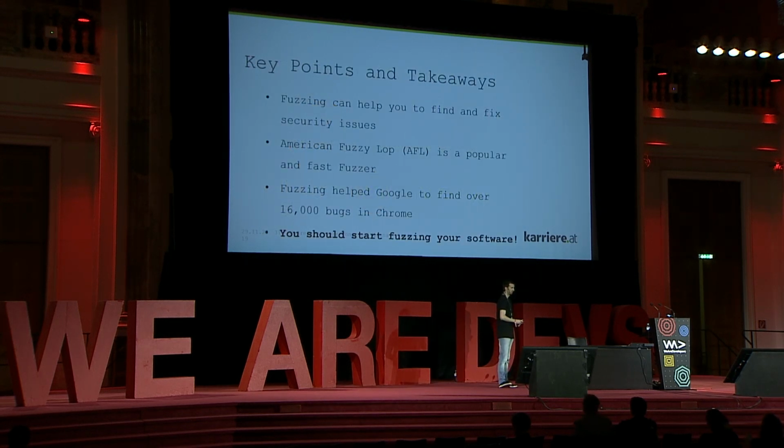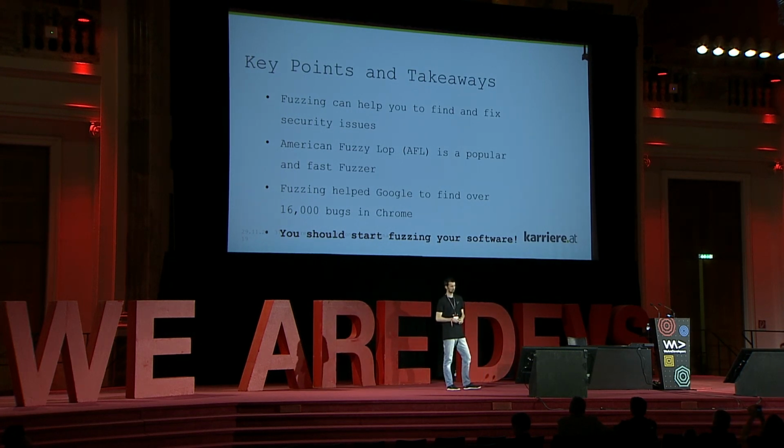So, coming to an end, what are the key points and takeaways for this talk? Fuzzing can help you and probably will help you to find and fix security issues. American Fuzzy Lop is a nice, popular fuzzer. You should try it out. Fuzzing helped Google to find over 16,000 bugs in Chrome. And I think that's pretty astonishing. And that's why I also think that you should start fuzzing your software.